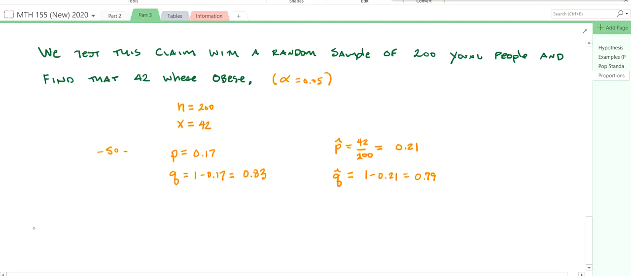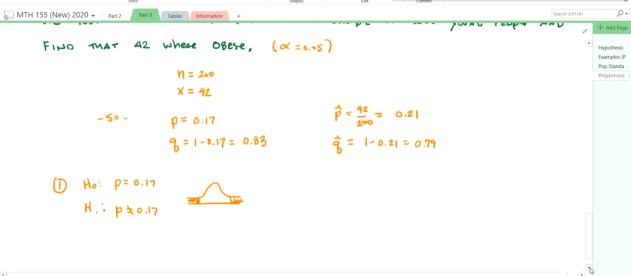Okay, so let's set up our analysis here. First off, we're going to figure out our H naught and our alternative hypothesis. So for H naught, our proportion equals 0.17, and our alternative hypothesis is that it doesn't equal 0.17. So this is going to be a two-tailed test.